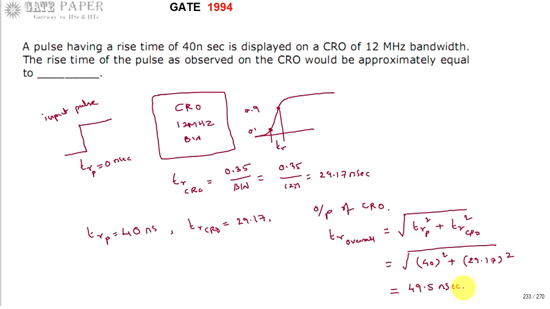So the right answer for this question is that the rise time of the pulse observed on the CRO would be approximately equal to 49.5 nanoseconds. This is the right answer. Thank you.